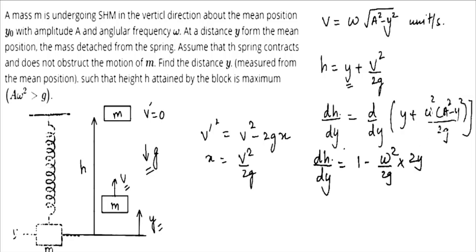This a square is constant, so its differentiation will be 0, and minus differentiation of y square will be 2y, right? And we have a minus sign here, so I have put a minus sign here. So this will cancel out. For maximum or minimum, this has to be equal to 0. So we get 1 minus omega square y divided by g equals 0, and from here we can find the value of y, which is simply y equals g divided by omega square. So this will be the final answer. I hope you understood the explanation.